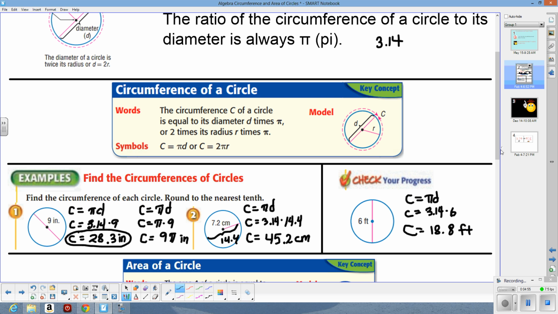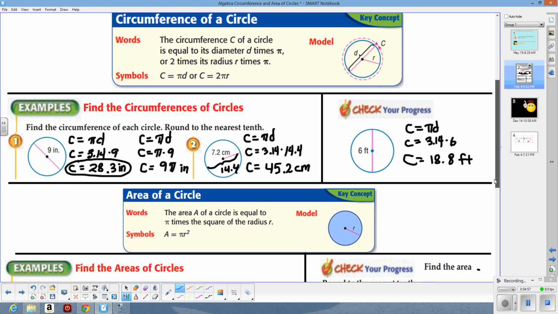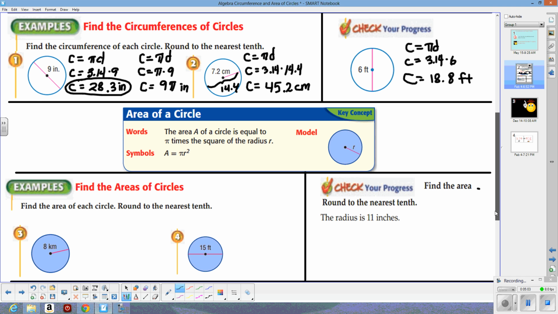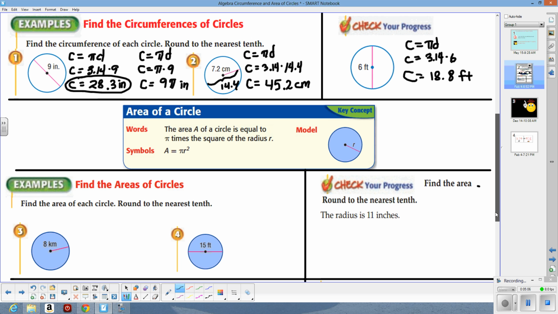Next up, we're going to find the area. The area of a circle is equal to pi r squared, or pi times the radius squared. So if we want to find the area of this circle right here, we're going to start out by writing the formula. Area equals pi r squared. Now we're going to write area equals, we're going to use 3.14 for pi, times the radius, and the radius is from the center to the outside, so that's going to be 8 squared. So 3.14 times 8 squared.